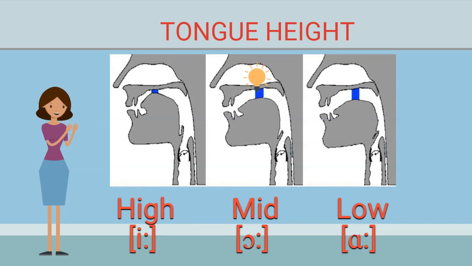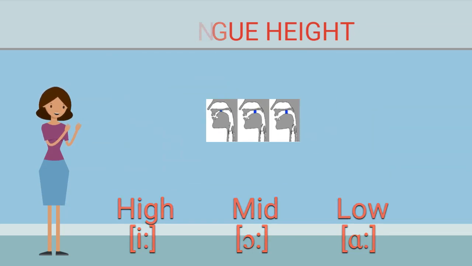Mid vowels are pronounced with an intermediate tongue height. The tongue is raised to a position midway between the high and low vowels, like eh, oh. While low vowels are pronounced with the front of the mouth open and the tongue lowered, like a, ah. Try again with ee, oh, ah. Do you feel the difference?